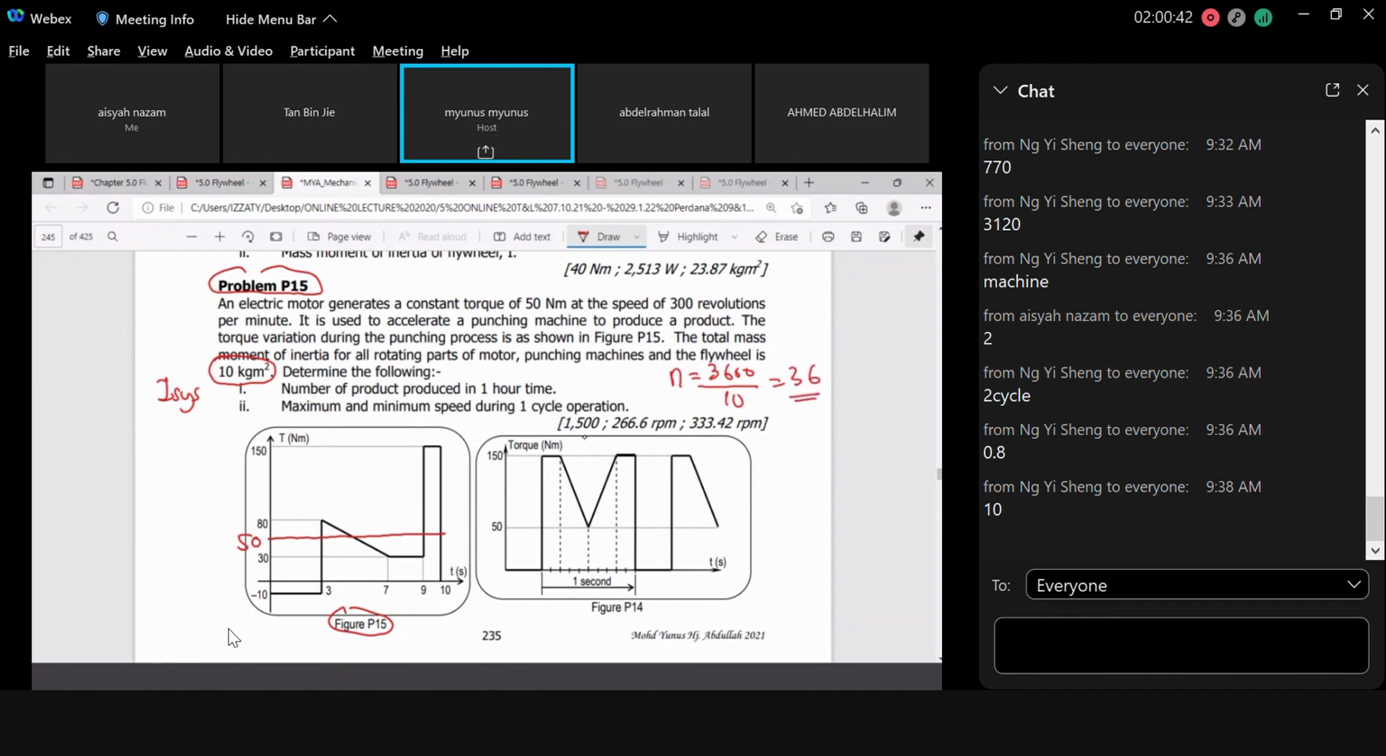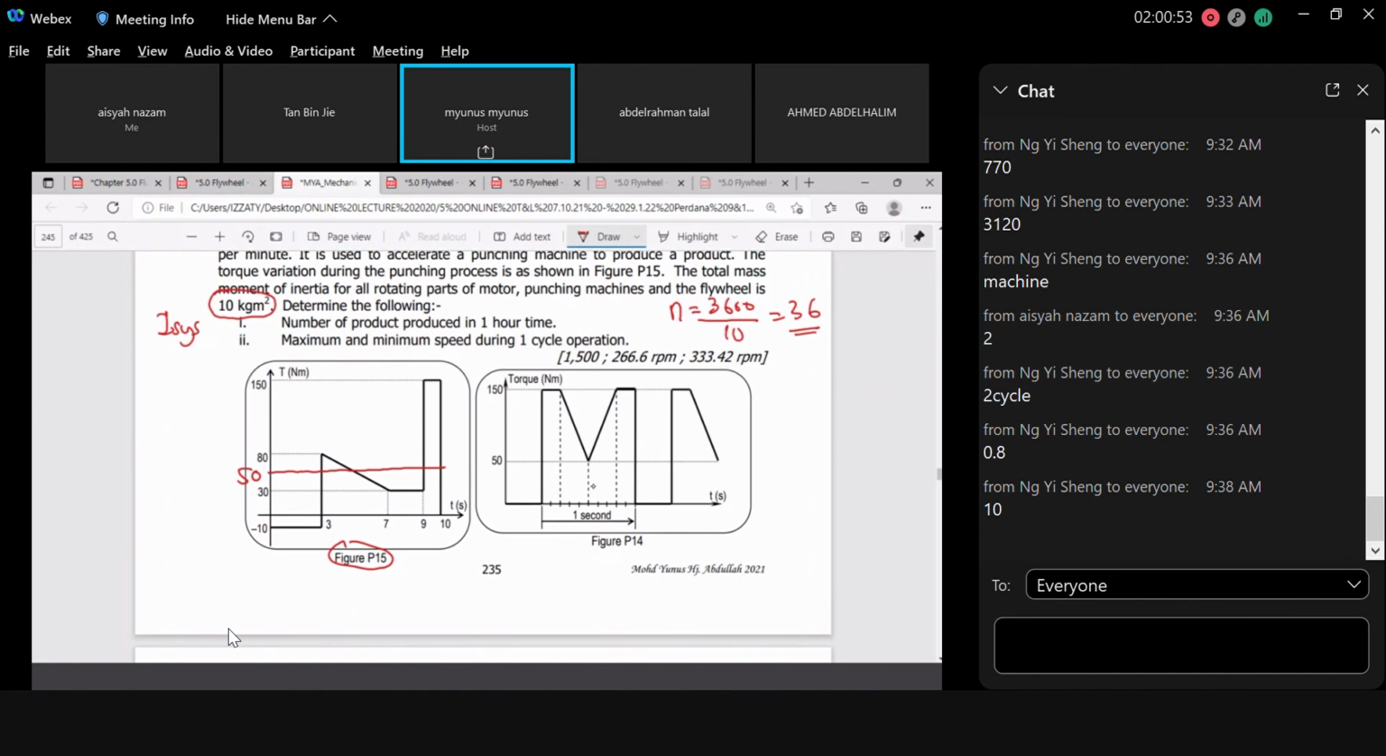So what will be the maximum and minimum speed during one cycle of operation? Again, you have to look for N max and N min. Before you do this, you have to look for beta E. So now let's think about beta E. The beta E will be the new area, this one, and the small portion here, and this one also, and then the top one. So the concerned areas will be this one, A. Put it here, the small portion B. This one will be C. This one will be D.